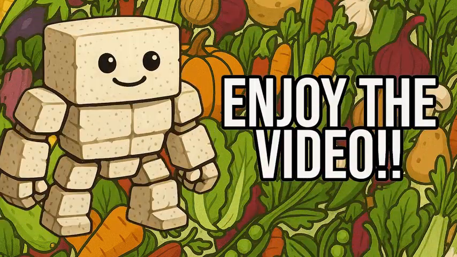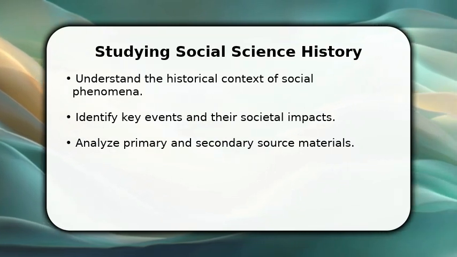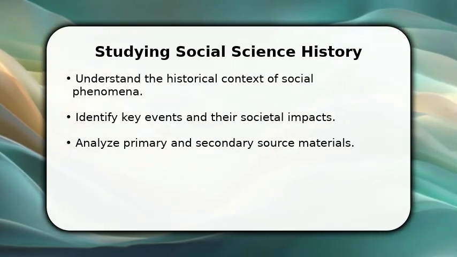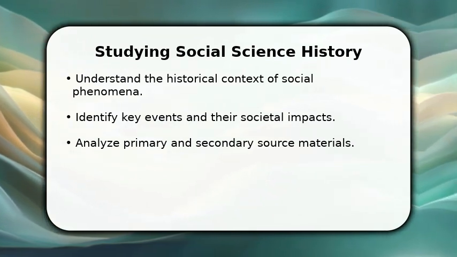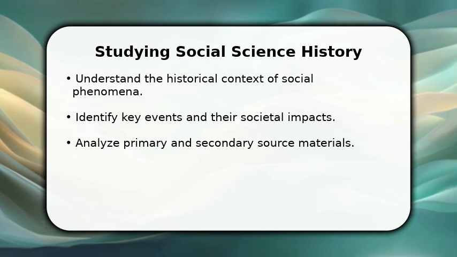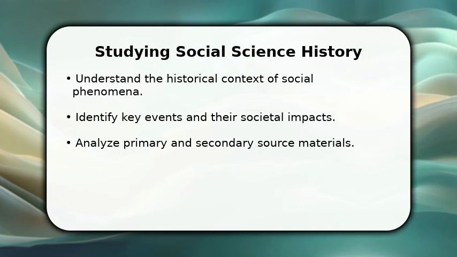Please enjoy the video. In this video, I will explain how to study social science history. First, begin by understanding the broad historical context of the social phenomena you are interested in. This involves identifying key events and their immediate societal impacts.